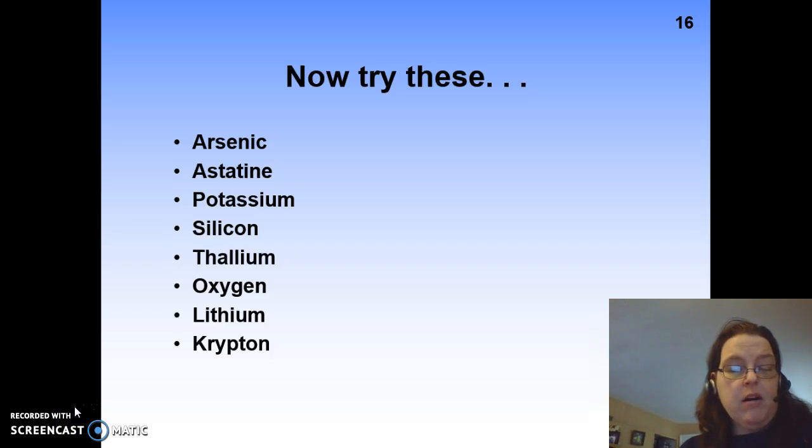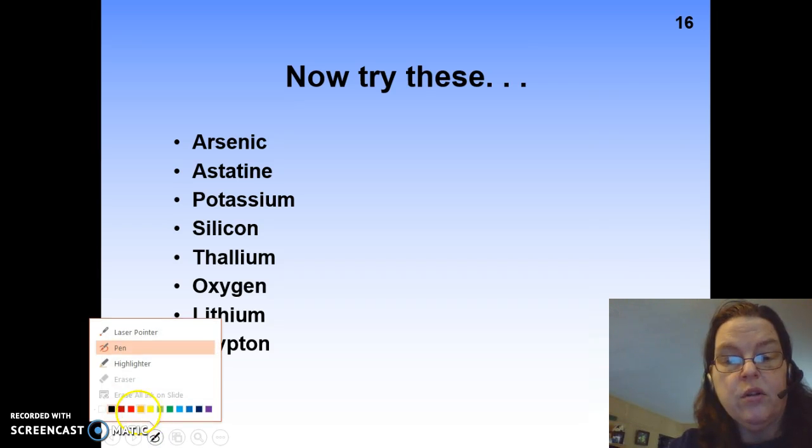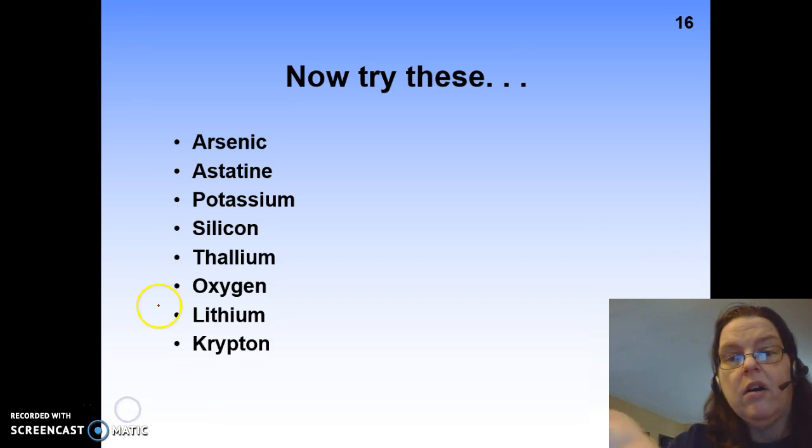We're going to be talking about ion formation for those of you that didn't quite get it in class. Right now we're just going to review really quickly dot structure and make sure that we understand dot structure a little bit better. So here we go. Arsenic.